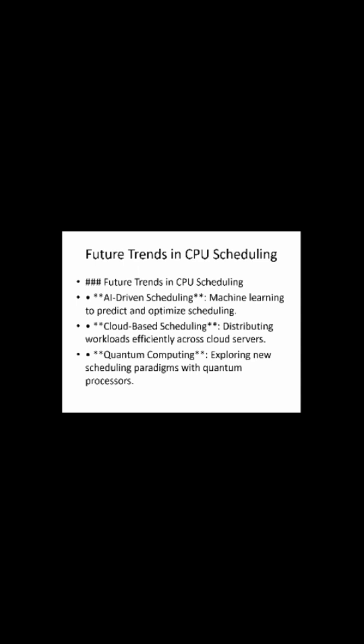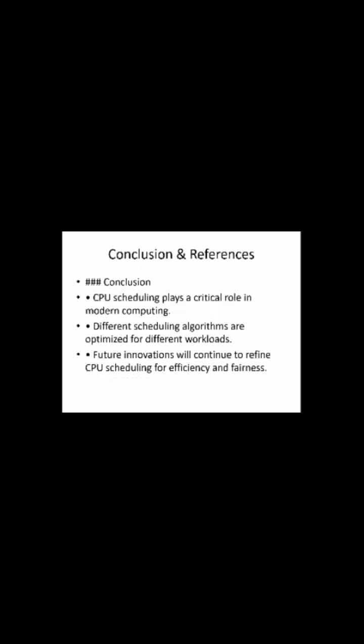So, conclusion: CPU scheduling plays a critical role in modern computing. Different scheduling algorithms are optimized for different workloads. Future innovations will continue to refine CPU scheduling for efficiency and fairness.